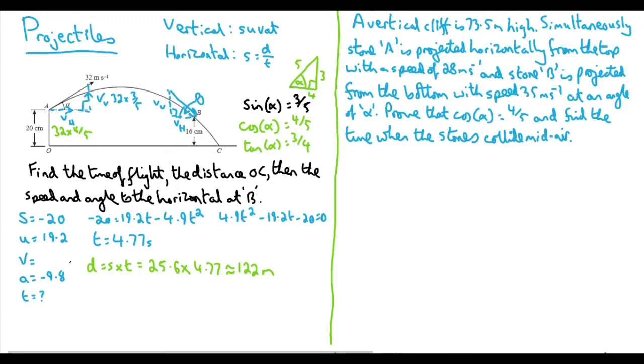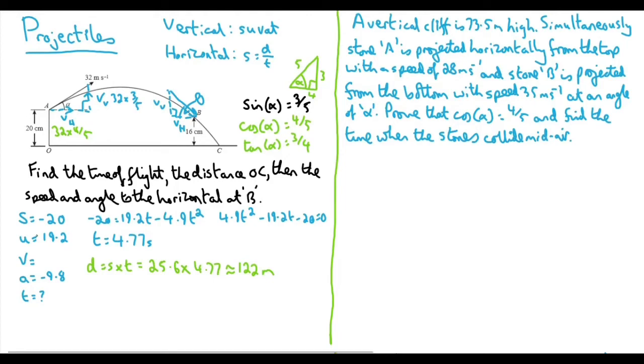Now that we have this, we move on to the next part, which is asking for the speed and angle to the horizontal at B. For the speed, because that is the resultant, the magnitude, we are going to need the horizontal and vertical components first to then do Pythagoras with. As I said before, there is no acceleration in the horizontal. Therefore, whatever the horizontal velocity is here, that is the horizontal velocity throughout. So we don't need to work that out again. We do now need to work out what the vertical velocity is.